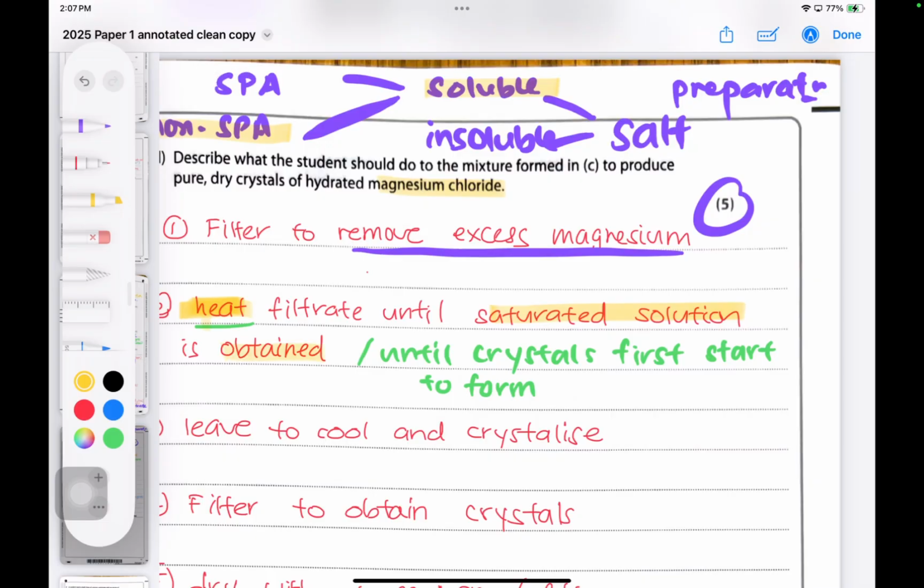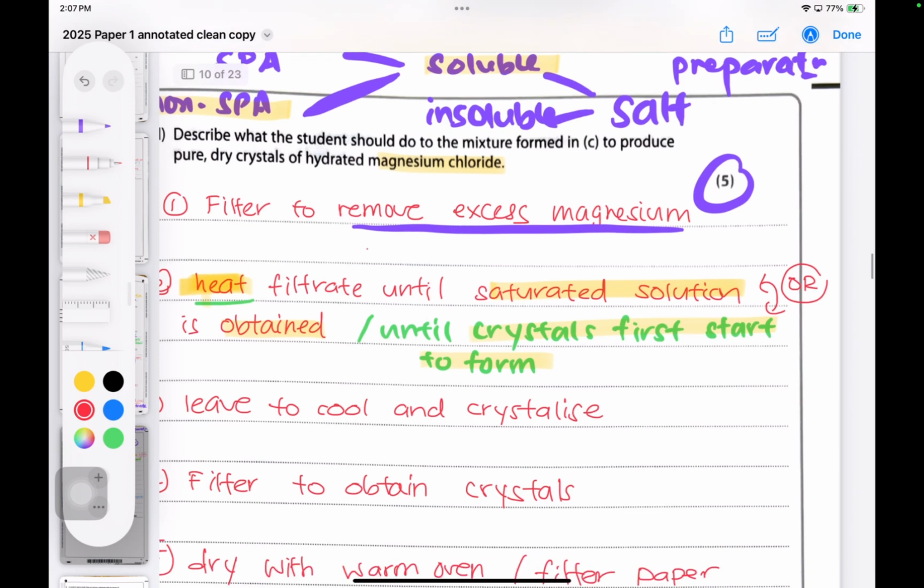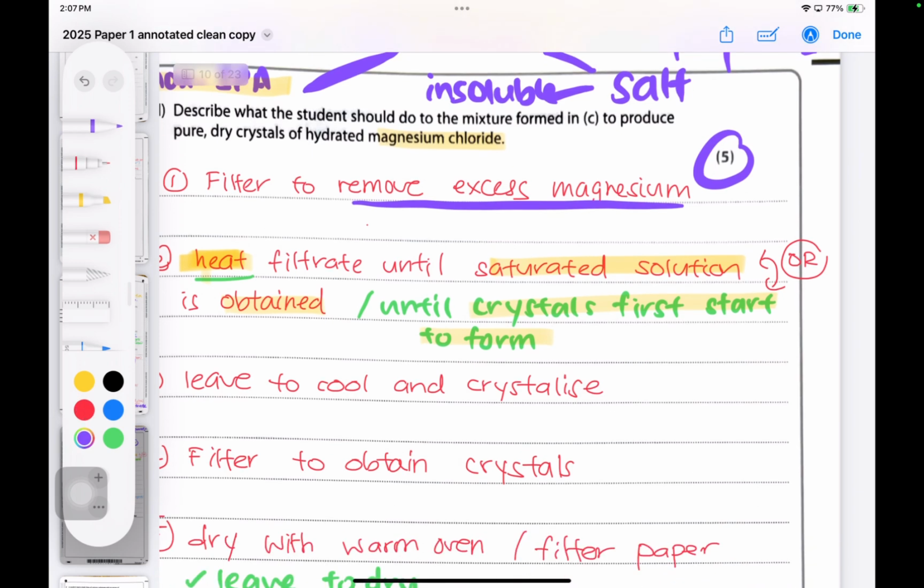If you find the words saturated solution really hard, an alternative answer is to simply say heat until crystals first start to form. These two are either or. You don't have to write both. That alone will have gotten you 3 marks. So 1 mark here: filter to remove the excess solid. In this case, the excess solid is magnesium. Then heat the filtrate until you get a saturated solution. That's 3 out of 5 marks already. And what do you do next then?